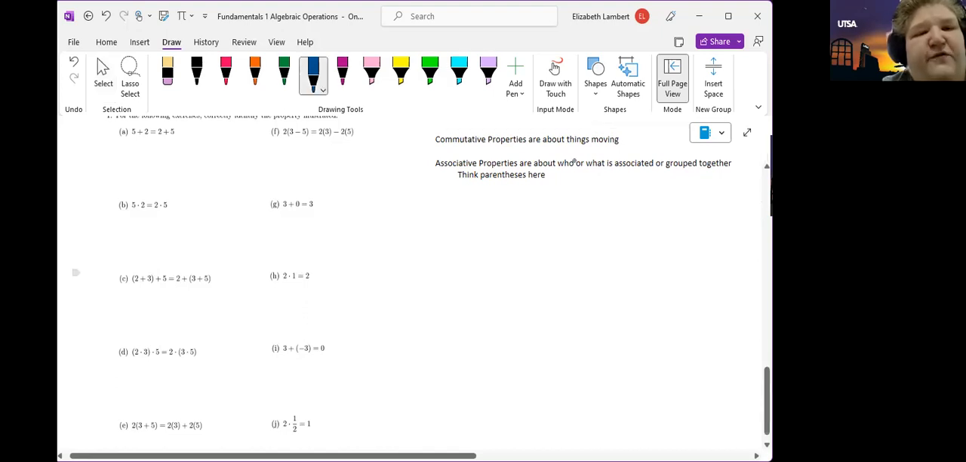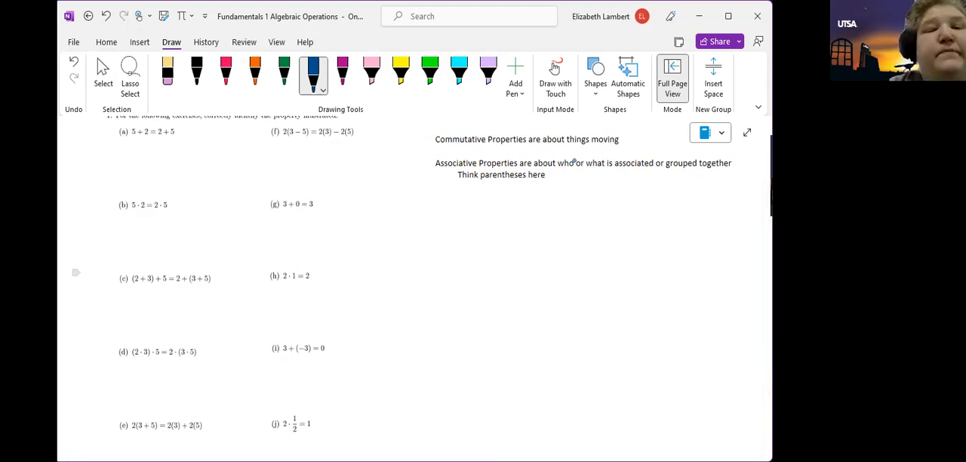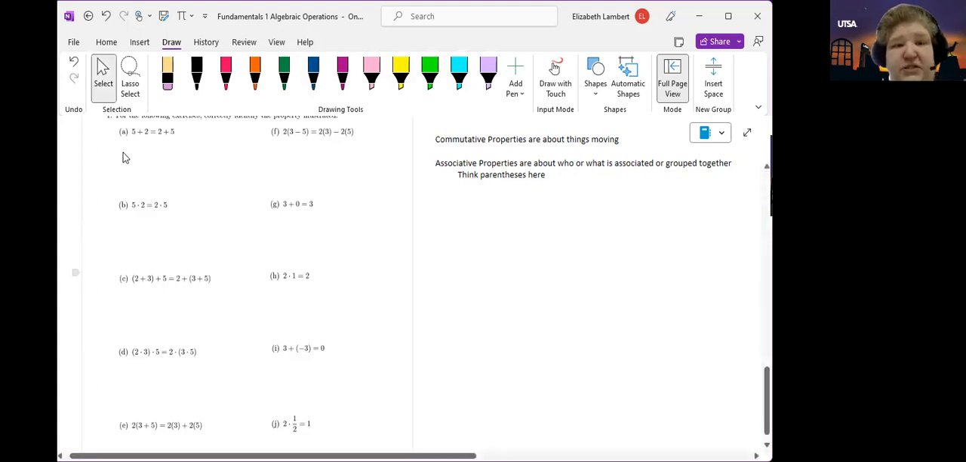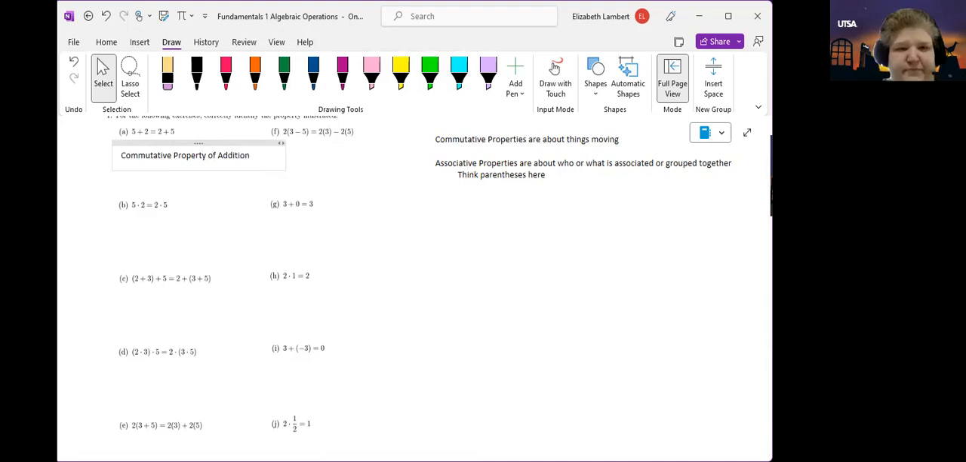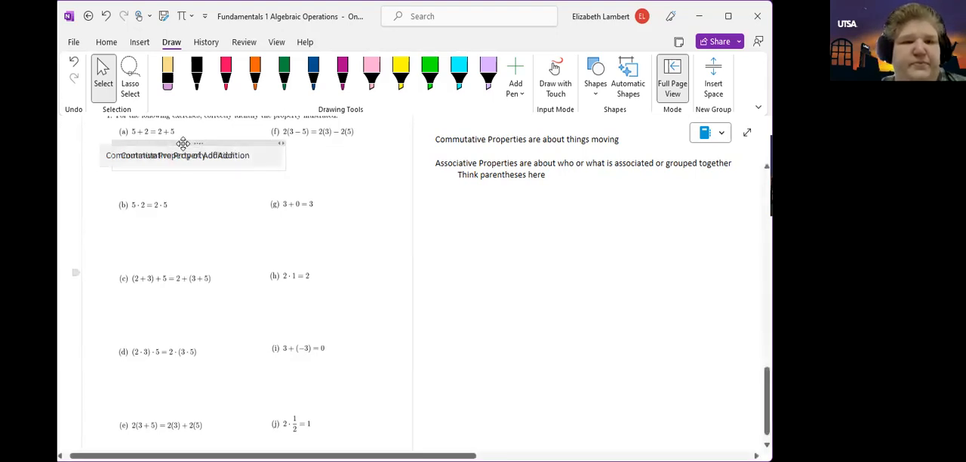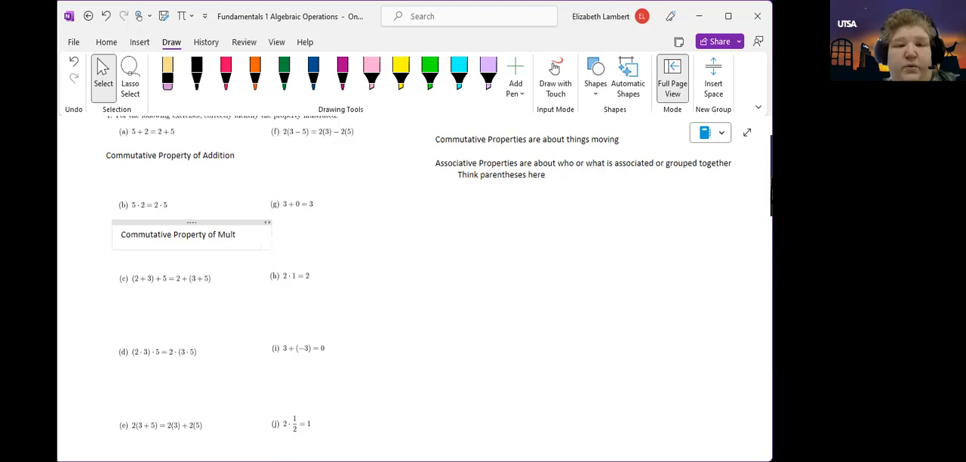So our first one here, 5 plus 2 equals 2 plus 5. My numbers have swapped places. So this is commutative. And then the operation here is addition. So this would be the commutative property of addition. Now down here, 5 times 2 equals 2 times 5. Again, my numbers are moving. So this is another commutative property. But here we were looking at multiplication.